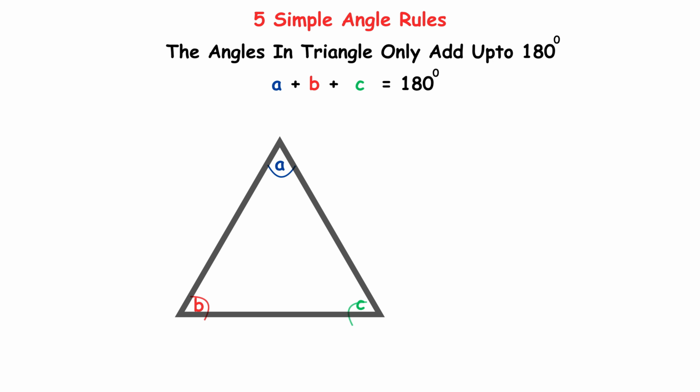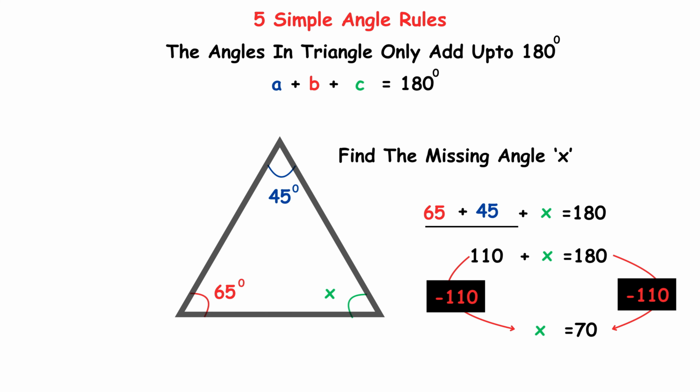In today's video, we are going to run through 5 relatively simple rules that you need to understand in order to do questions involving angles. The first of these rules is that the angles in a triangle always add up to 180 degrees. So if we label our angles A, B, and C, then we could say that A plus B plus C equals 180 degrees. The main place you will have to use this rule is when they give you 2 of the angles and ask you to work out the third.